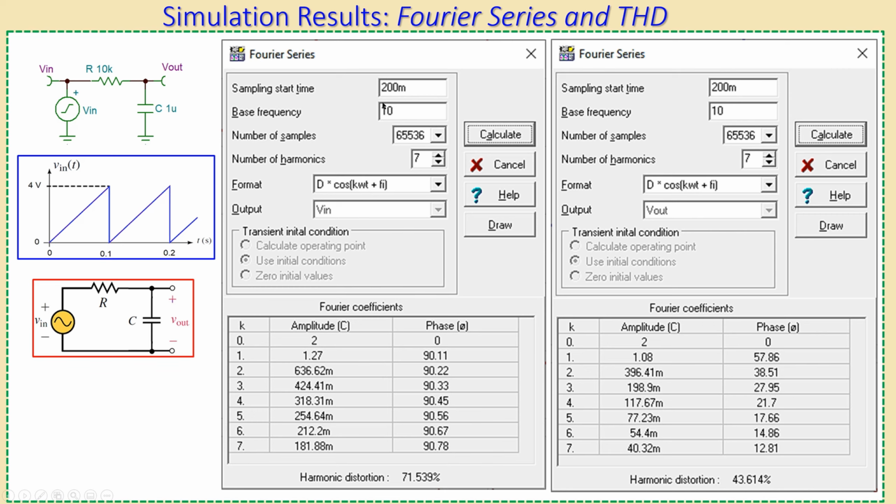The base frequency is in our case 10 Hz, so that's actually what you have here. Number of samples is how accurate you want. I've just selected here the largest one.